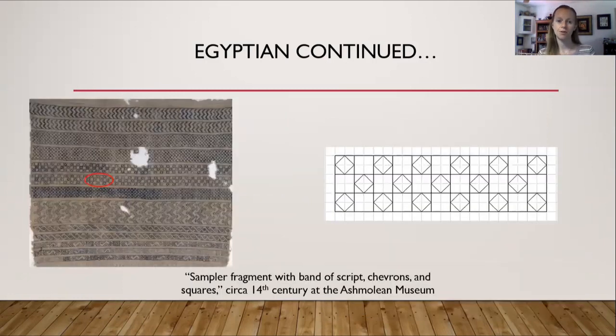Here's another example of Egyptian blackwork. This is a sampler fragment with a band of script, chevrons, and squares. It's from about the 14th century, and it's at the Ashmolean Museum. And again, this is one of the museums where you can pull up the picture and you can enhance the picture, zoom in, and you can count the threads. The sampler is on the left-hand side, and where the red circle is, that is the pattern that I have interpreted and put on the right-hand side.